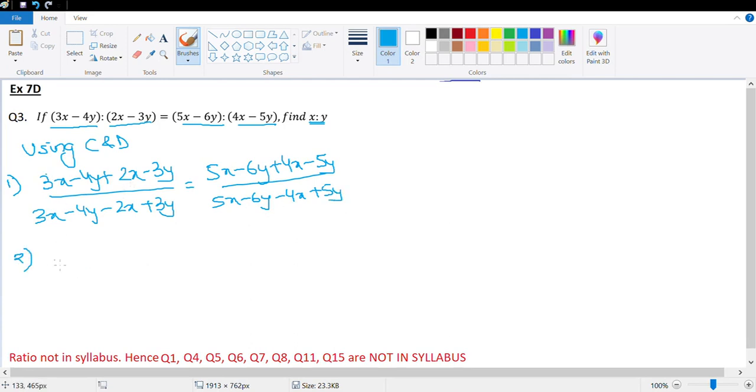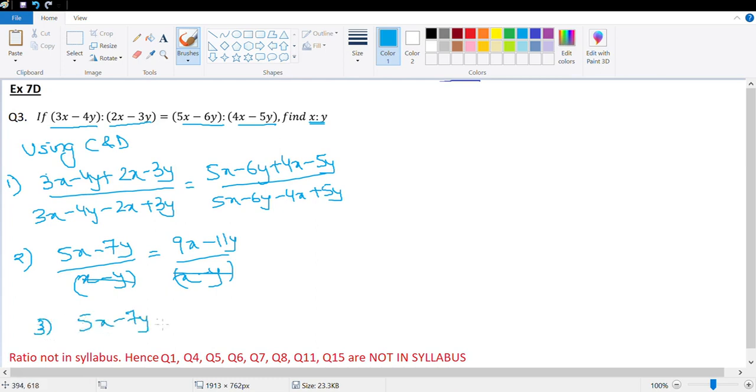Let's see what do we get. This is 3x plus 2x, 5x, negative 4y minus 3y, that's negative 7y, 3x minus 2x, x, minus 4y plus 3y, negative y. 5x plus 4x, 9x, negative 11y, and x minus y. Multiplying both sides by x minus y, this gets cancelled. So what we are left with is 5x minus 7y is equal to 9x minus 11y.